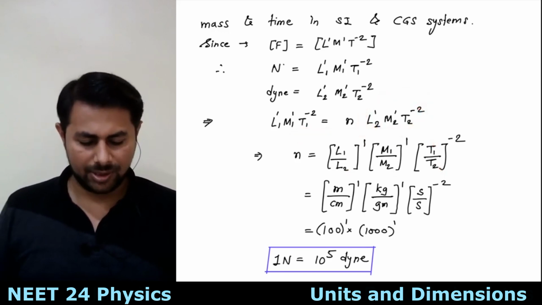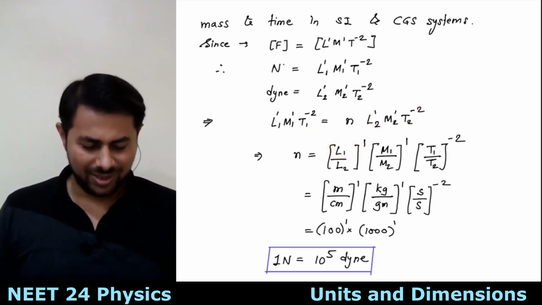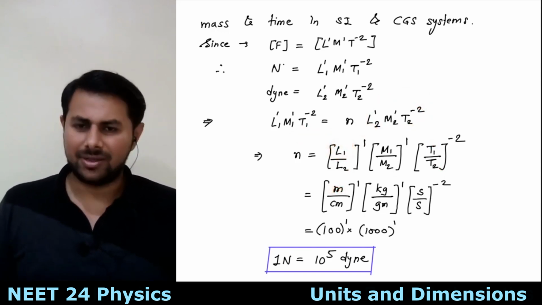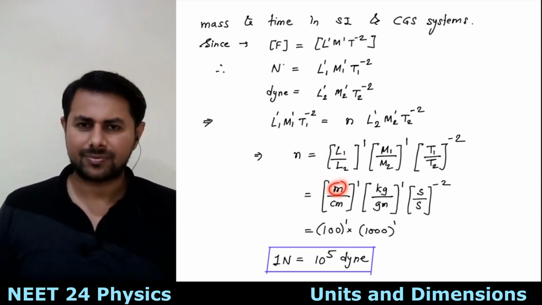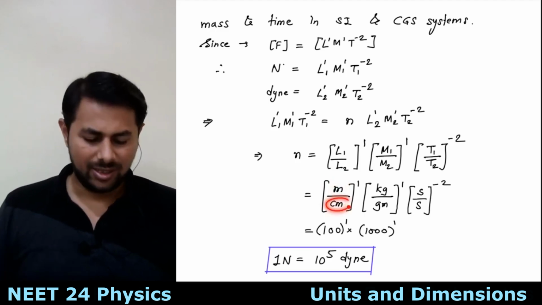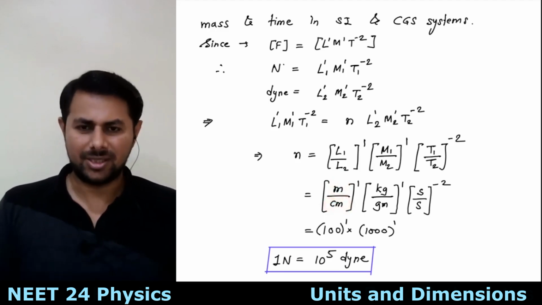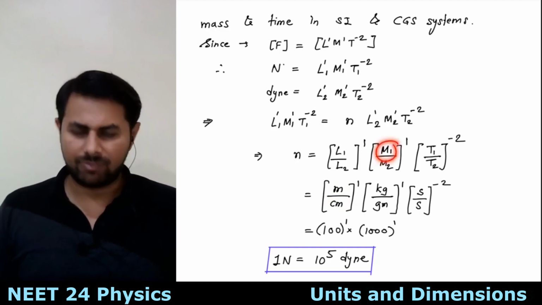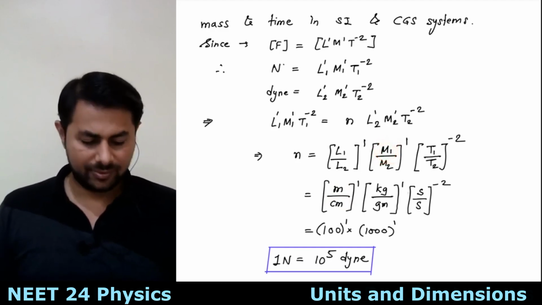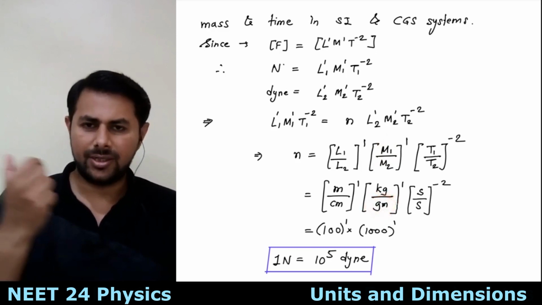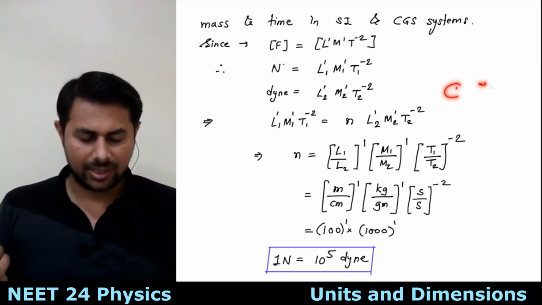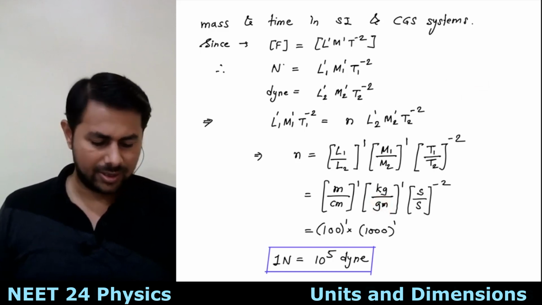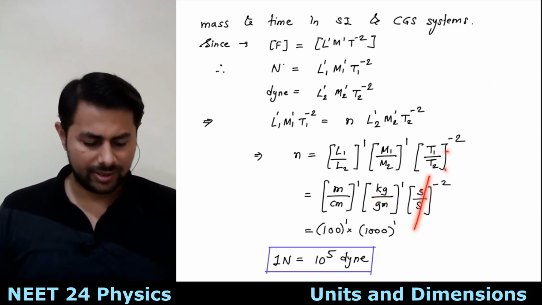Then you substitute what is L1. The unit of length in the first system, that is the SI system, is meter, and the unit in CGS is centimeter. Then the unit of mass is what? It's kg. The unit in the other system, CGS, is centimeter, gram and second, so it's gram. Then you have second, which gets cancelled out. The unit of time is equal.